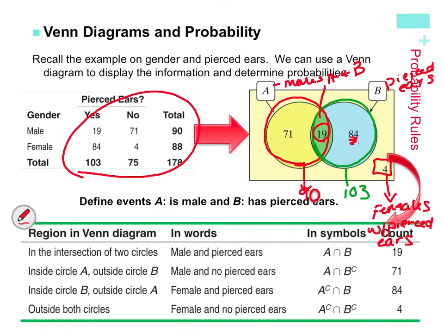So to show you how you can read it: the intersection of the two circles, like I said, are the males with pierced ears. Those are the 19. Inside circle A, outside of circle B, is males with no pierced ears. That's A and the complement of B, which would be the 71. Inside of circle B, outside of circle A, is the females with pierced ears, so that's that 84. And outside of both circles is that 4. Those are the females without pierced ears.